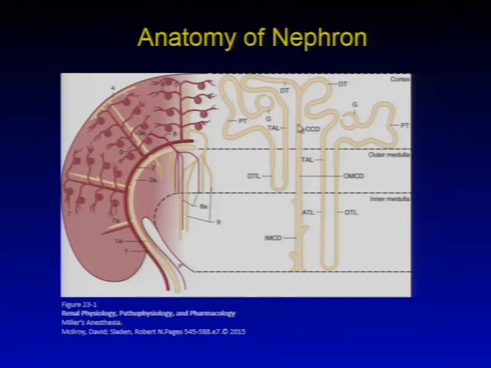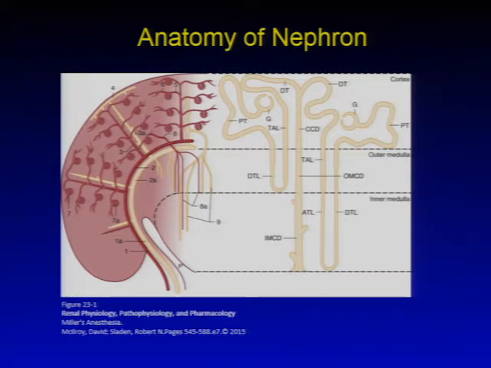The loop of Henle then leads into the distal tubule. The end of the loop of Henle becomes the distal convoluted tubule near its original glomerulus. The initial segment of the distal convoluted tubule lies right next to the glomerulus and forms the juxtaglomerular apparatus.